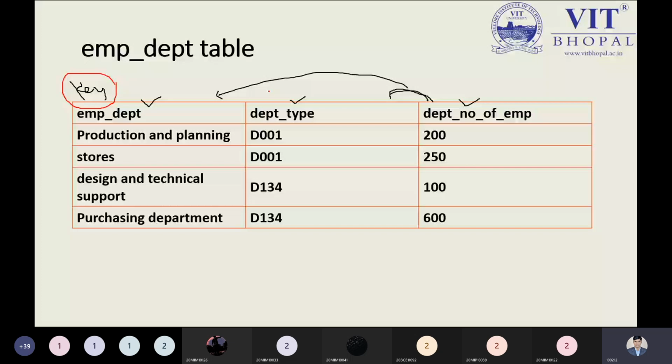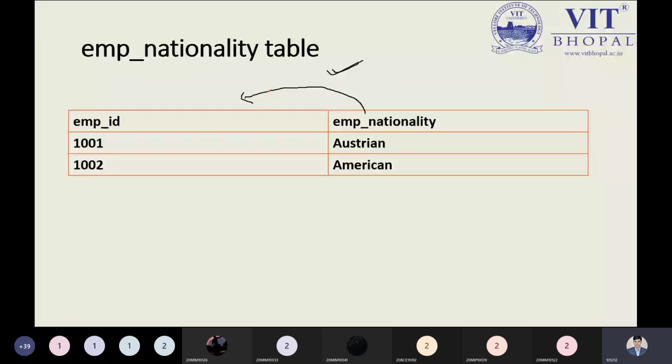So that is the point you people need to keep in mind properly. Because either you can make the employee department a foreign key inside the employee nationality, you can make that, but then again you are having the duplicacy inside the employee ID or employee nationality.